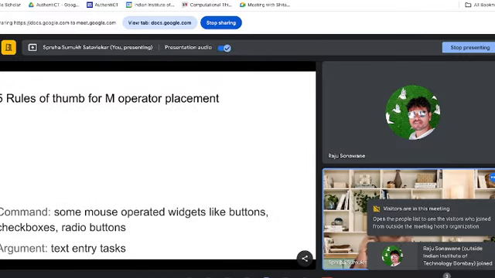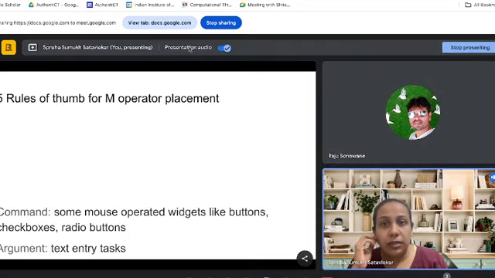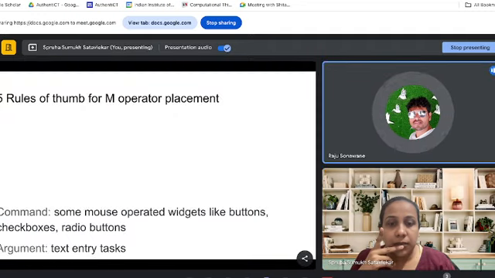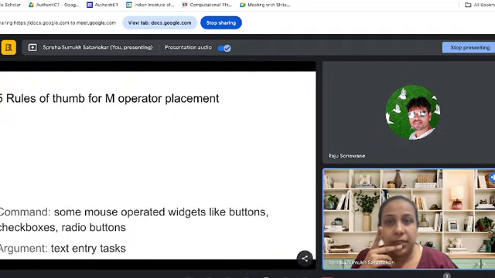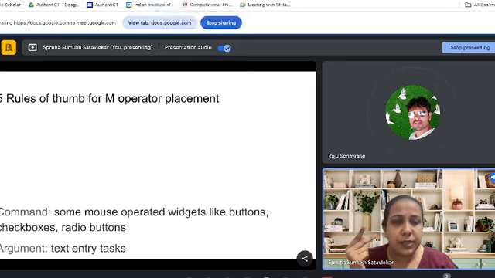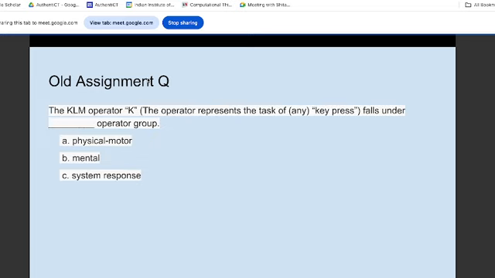Hello Raju. Yes, we are going over the 5 rules of thumb for the M operator placement. Actually, sorry, I joined late. I was in office only. No problem, no problem. We will continue. If you want me to go over the previous slides, there were 1 or 2 assignment questions that we covered. You want me to go over them once? You can quickly. Go on. Maybe I'll. Okay, okay.